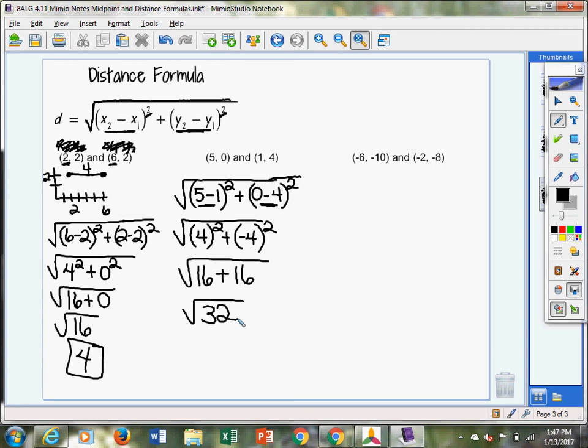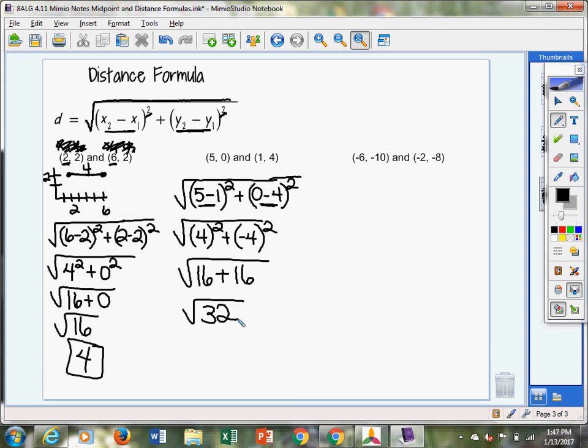Now, this presents an interesting problem because this is not a perfect square like the first one was. Square root of 16 was exactly 4. There is no number times itself that will give me 32. So it's not a perfect square. But it does have a perfect square factor. So kind of think of factor trees a little bit. What number is actually a perfect square?